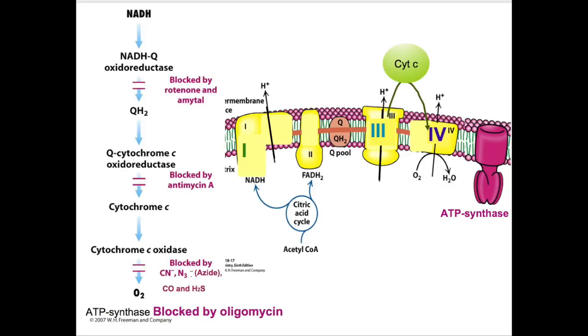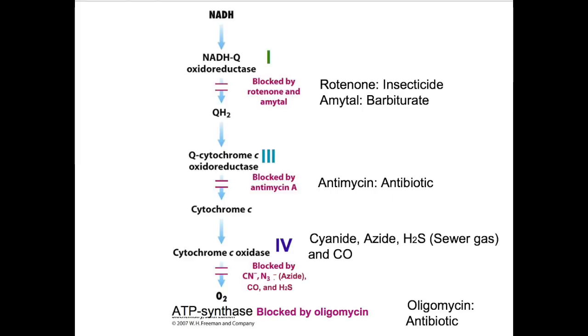So there are other things that can poison this process as well, and these include things that poison the electron transport chain and things that poison ATP synthase itself. These are rotenone and amytal, which poison complex 1, antimycin, which poisons complex 3, cyanide, azide, hydrogen sulfide, and carbon monoxide, which poison complex 4, and then oligomycin, which poisons ATP synthase.